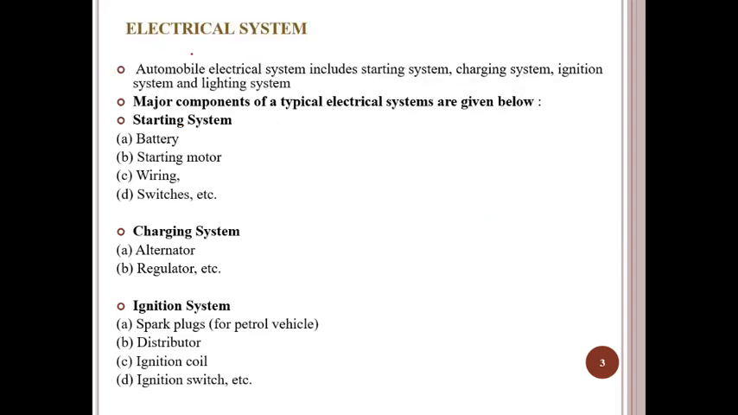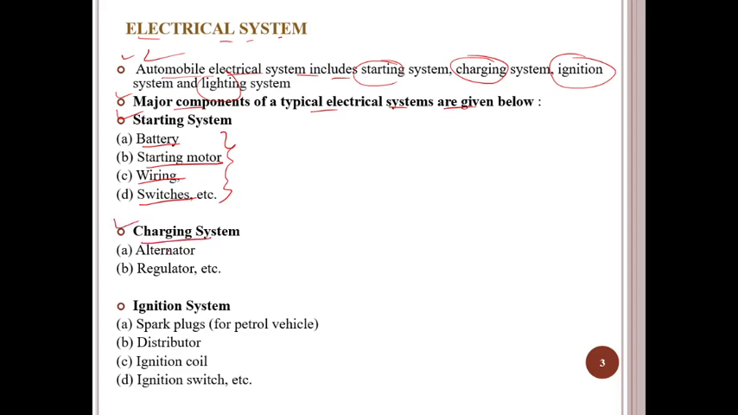So look at this electrical system, guys. The automobile electrical system includes the starting system, charging system, ignition system and lighting system. This is the content of the electrical system. Major components of typical electrical systems are given below. First is the starting system. In the starting system, the components are the battery, starting motor, wiring and switches.